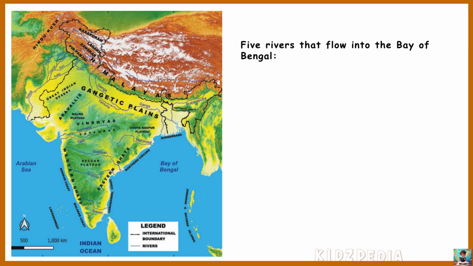5 rivers that flow into the Bay of Bengal: Ganga, Godavari, Krishna, Mahanadi and Kaveri. Ganga flows from the northern plains and empties into the Bay of Bengal, and Godavari, Krishna, Mahanadi, Kaveri, these rivers flow from the Peninsula Plateau to the Bay of Bengal.